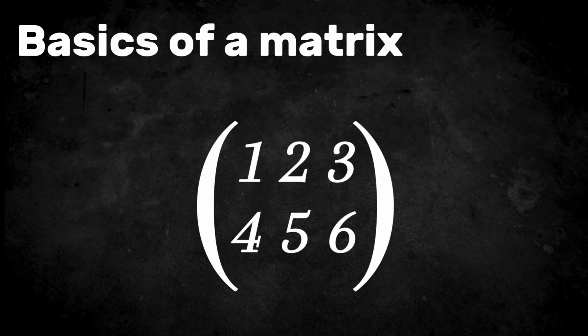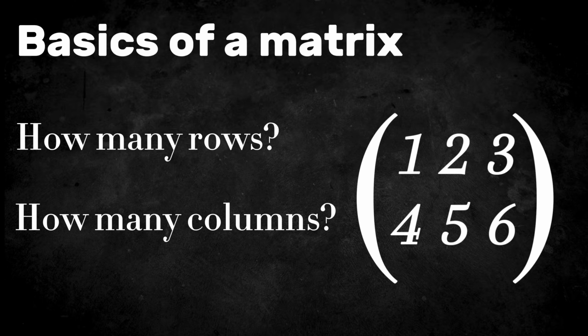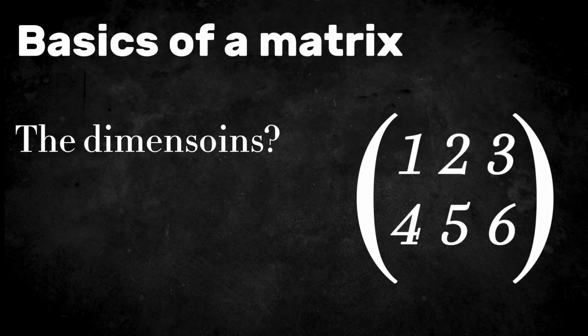We usually describe the size of a matrix by how many rows and how many columns it has. For example, this matrix has 2 rows and 3 columns. So we say its dimensions are 2 by 3. And if we call this matrix A, then we can write this as A to the power of 2 times 3. Note that we write it like that, but we don't read it like that. It's just a way of writing the size of the matrix in a compact form.